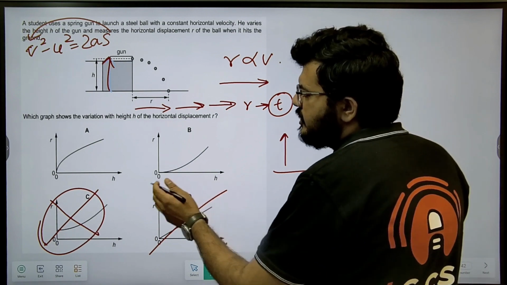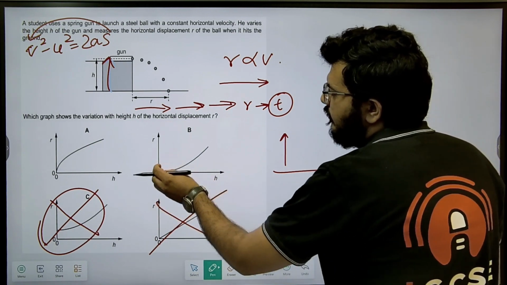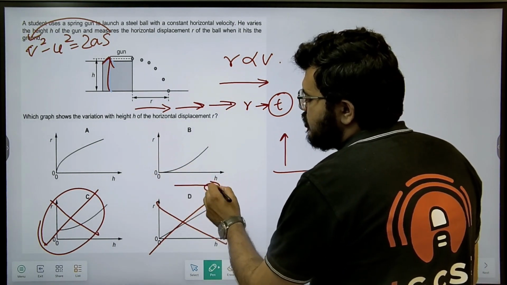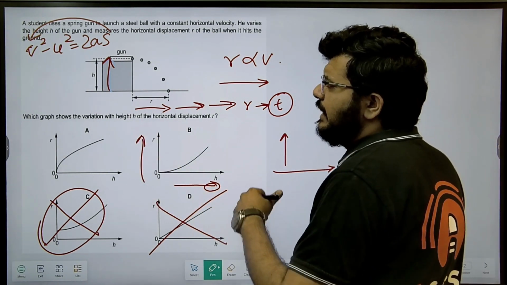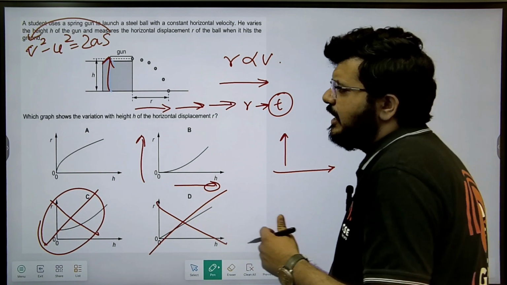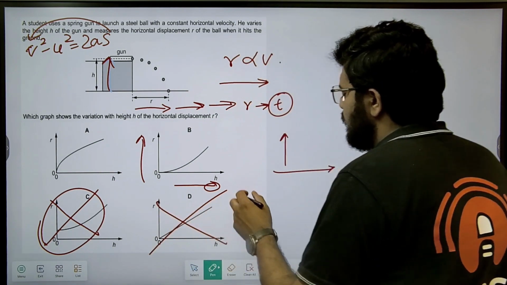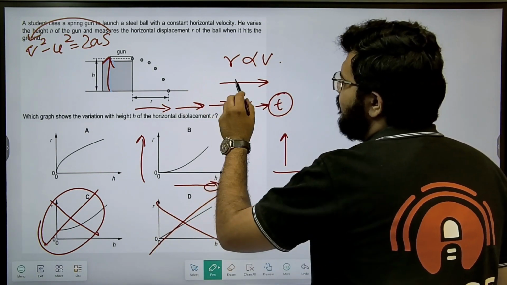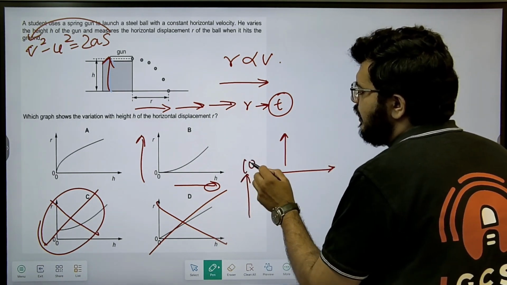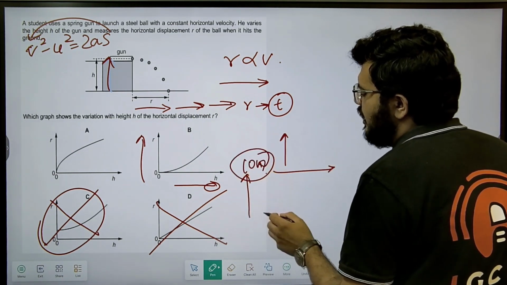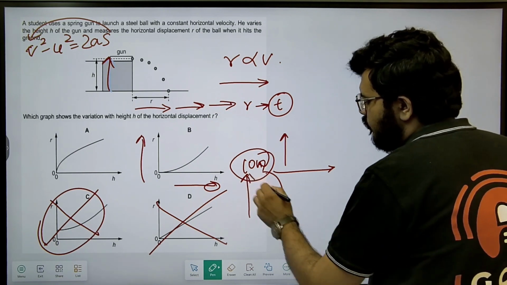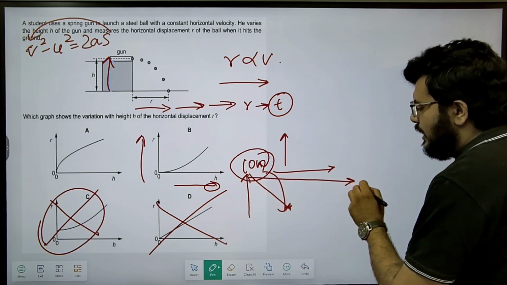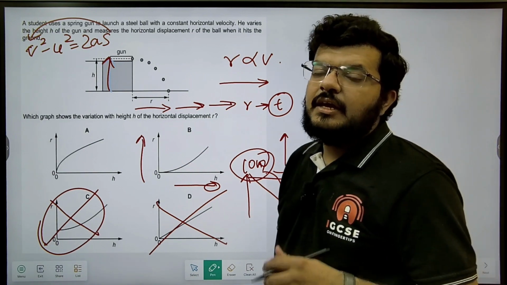Now we need to decide, when I increase the h, what happens to r? Does it go on increasing indefinitely, or what happens? So let's say for instance that I have started with a 10-meter height. For an easy understanding, the ball, when thrown, will take some time to fall to the ground. During that time, the ball travels horizontally as well.